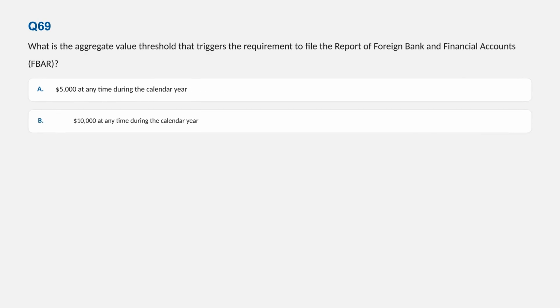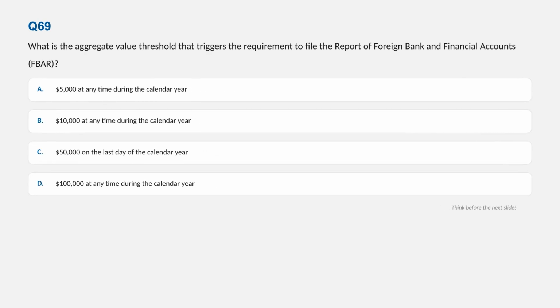Alright, let's move to question 69. What is the aggregate value threshold that triggers the requirement to file the Report of Foreign Bank and Financial Accounts, FBAR? A. $5,000 at any time during the calendar year. B. $10,000 at any time during the calendar year. C. $50,000 on the last day of the calendar year. D. $100,000 at any time during the calendar year.